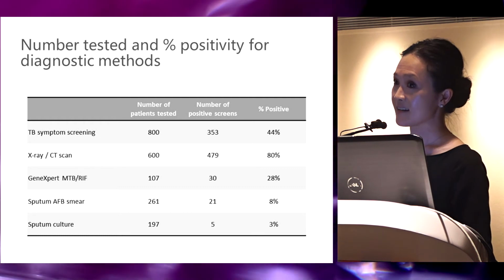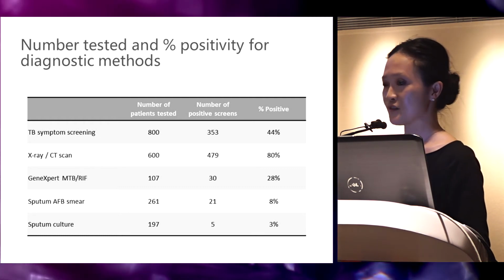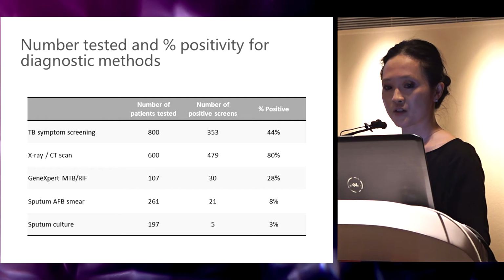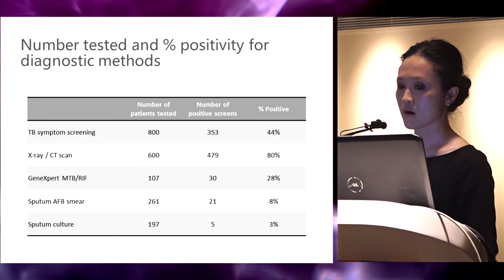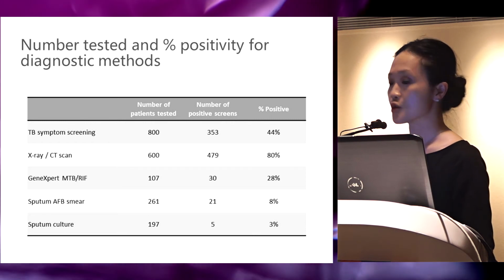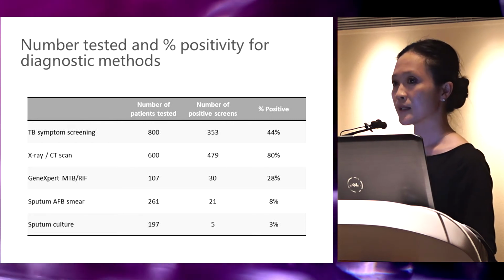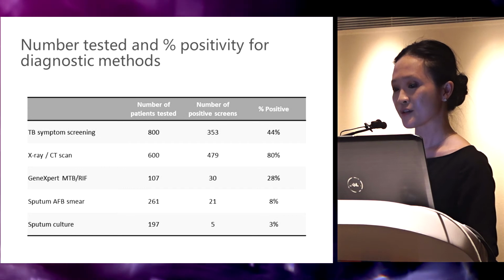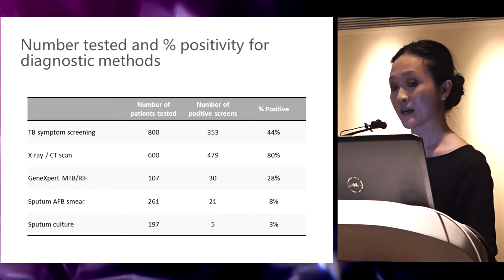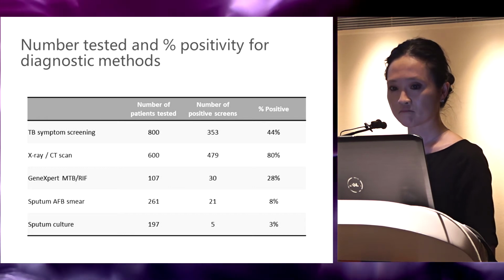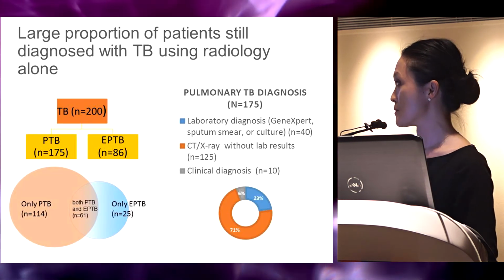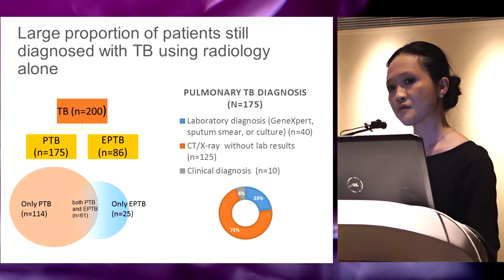X-ray CT scan, of course, was very highly positive, 80%. Lots of patients had abnormal X-rays or CT scans. And the GeneXpert test was positive for MTB in 28% of the cases. So certainly better than smear and culture, but not quite as sensitive, if you will, as the CT scan. So there's still a lot of work to be done, for sure, but this was just the first step.